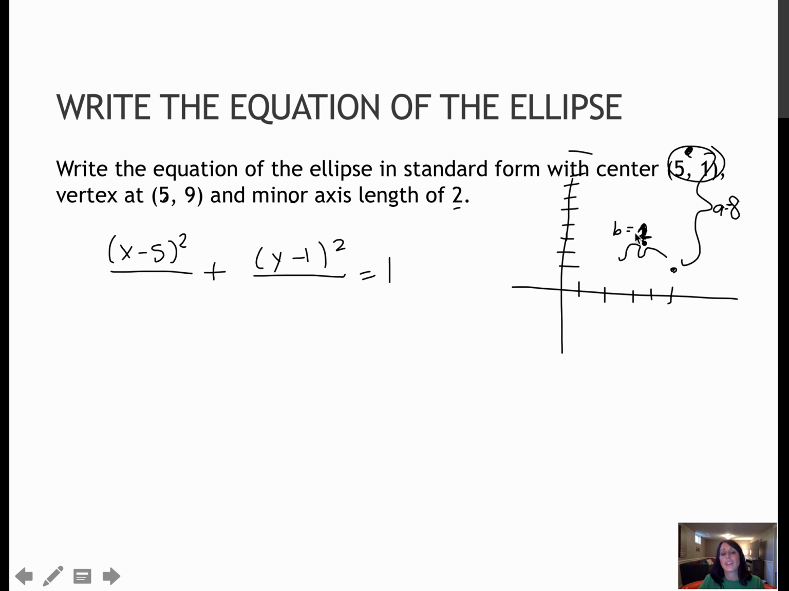So remember, the length of the minor axis is 2b, the length of the major axis is 2a. So b must be 1 and a must be 8, which means 8 squared is 64, and that's going to go underneath the y value, again because the vertex was vertical rather than horizontal. And since b is 1, b squared is also 1, and that would go underneath the x.